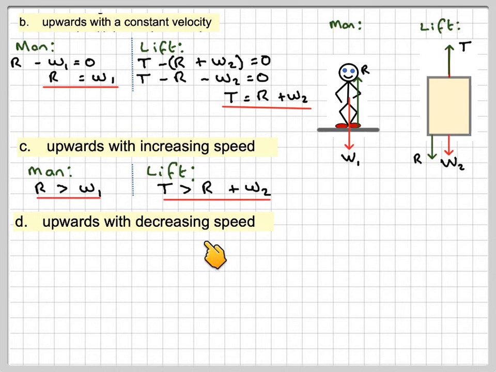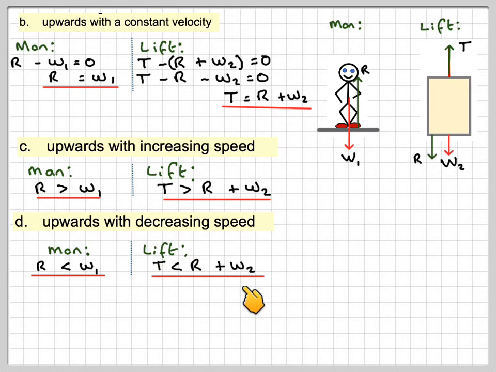D, upwards with decreasing speed. So what's going on? It's still going up, but it's decreasing. So now we're going to have, for the man, that W1 is greater than R. And for the lift, we're going to have that R plus W2 is greater than the tension, the other way around. Okay, so here there's an acceleration, and it will probably be negative. Okay, here the acceleration will probably be positive.